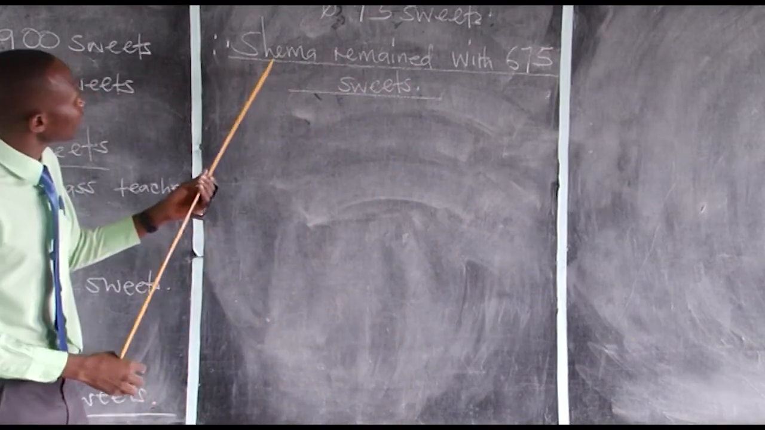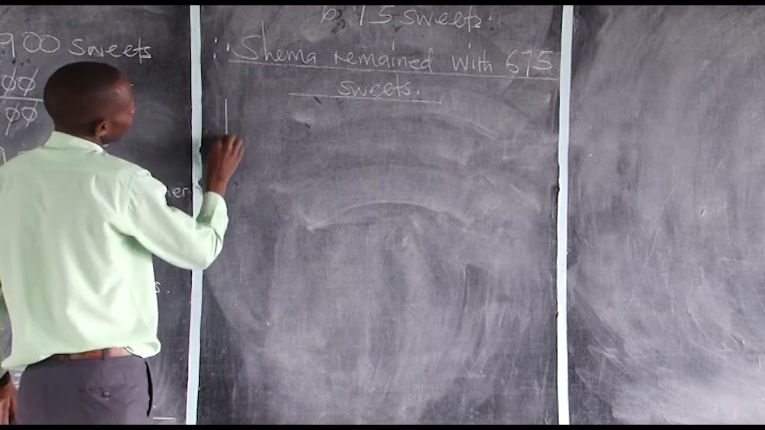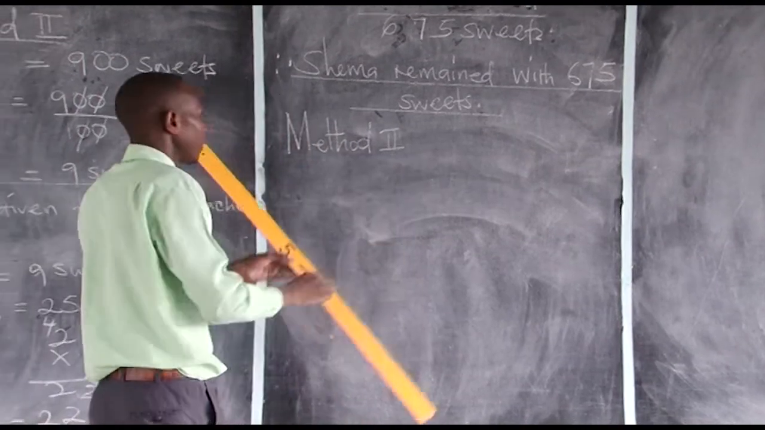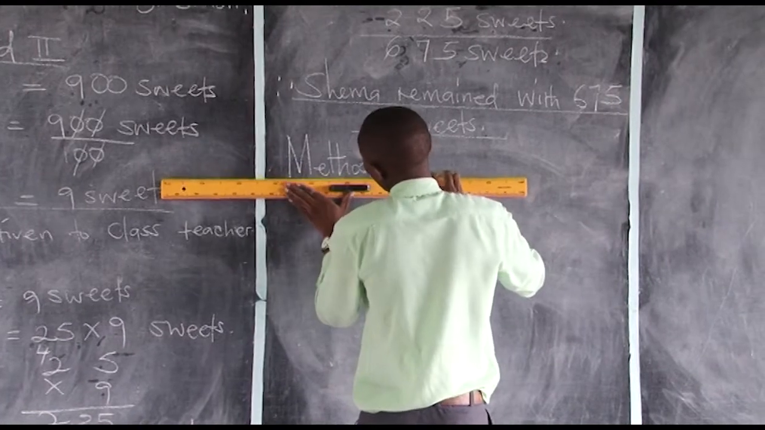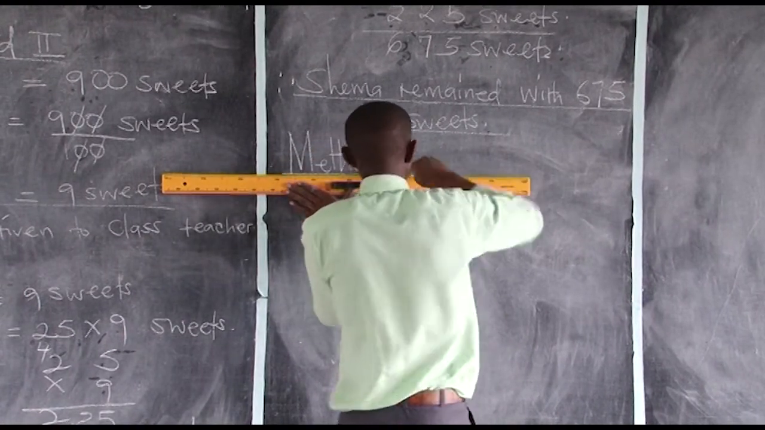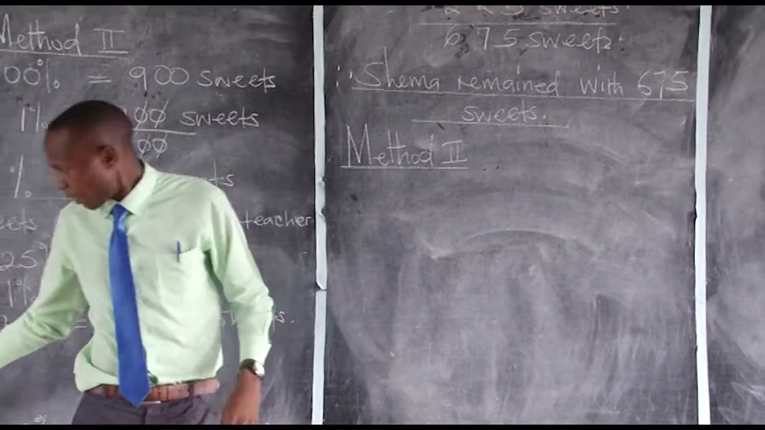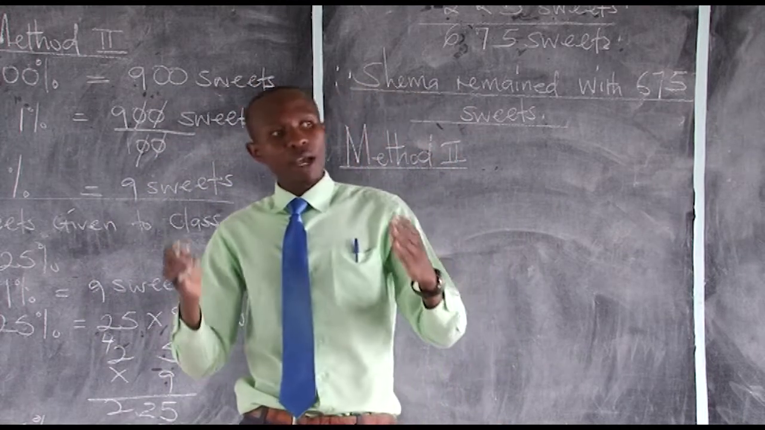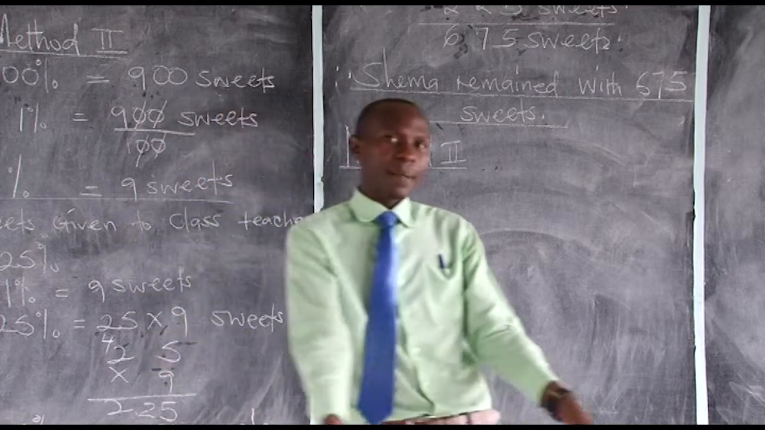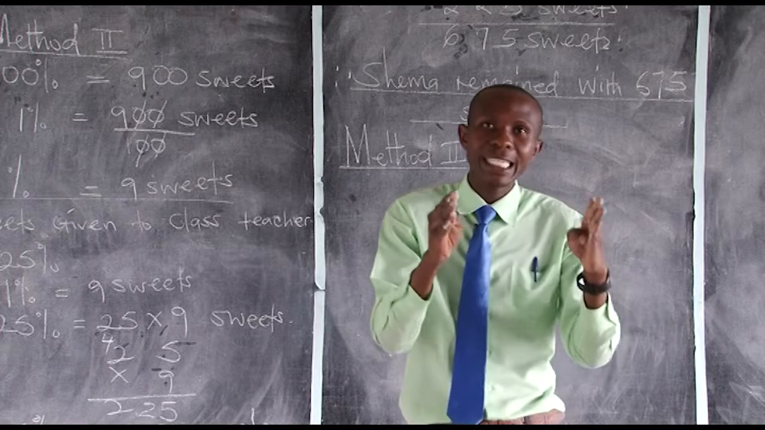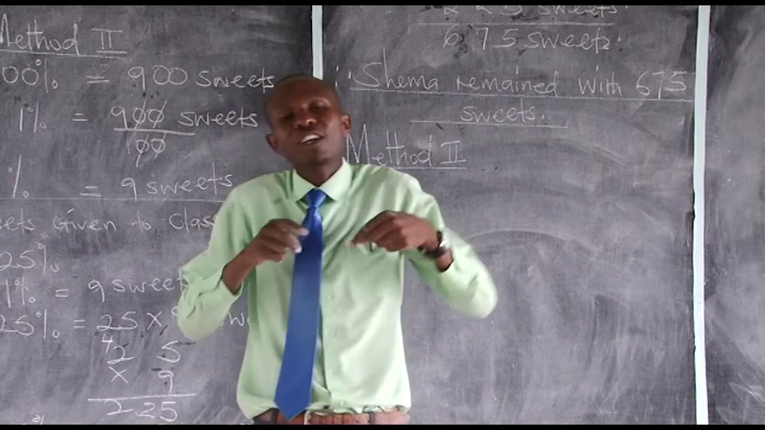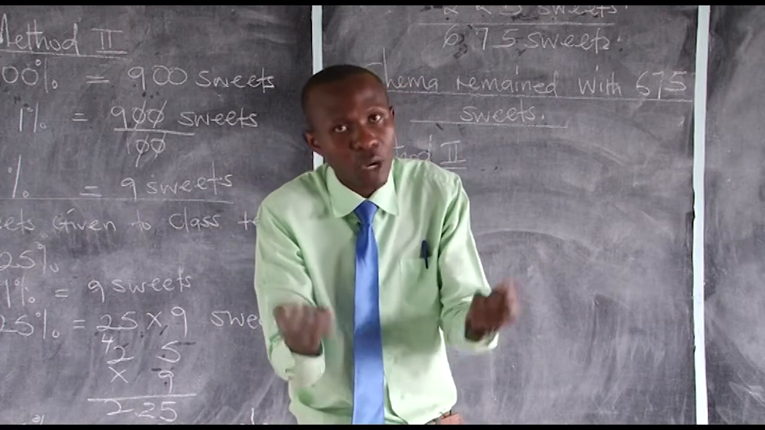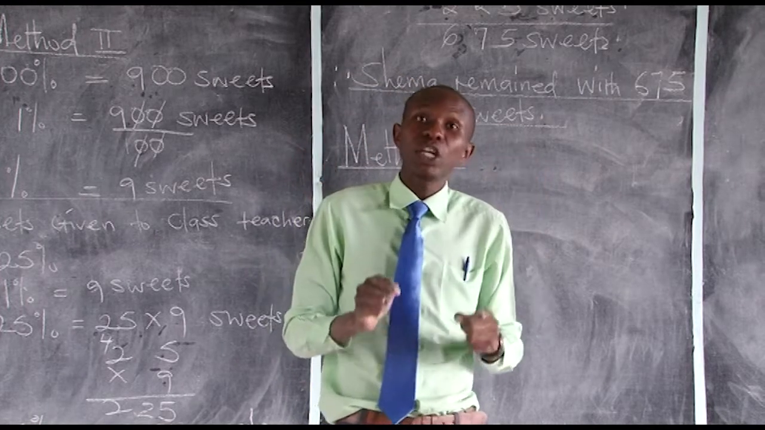As I wind up with the first method, let's look at the second method. Method two says we know the original percentage is always 100%. If you have 100% and you give out a certain percentage to somebody, it means your percentage is going to reduce. It cannot increase. But if you have 100% and another person gives you something to add on, then it will increase. But this time round, you are the one giving out.